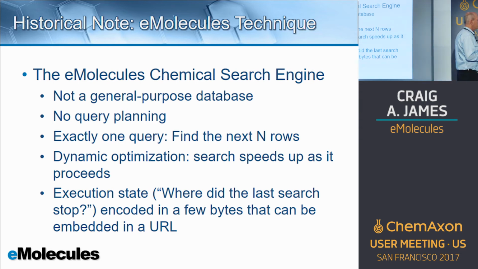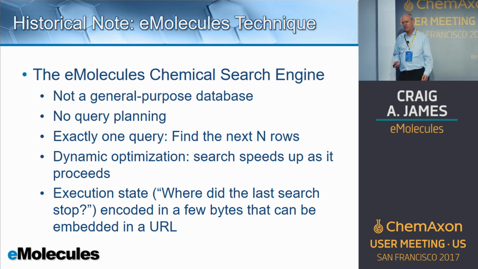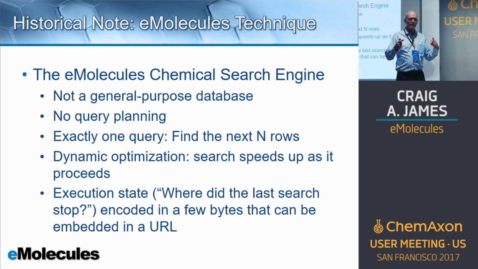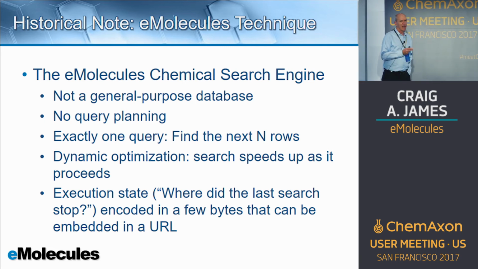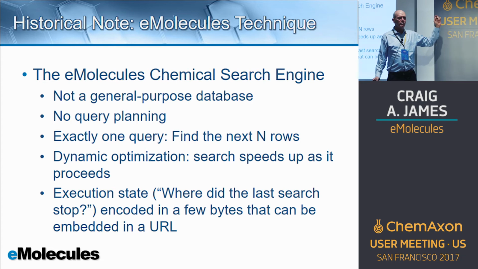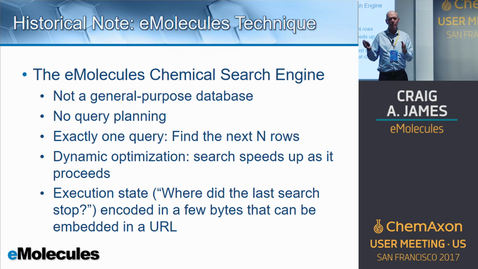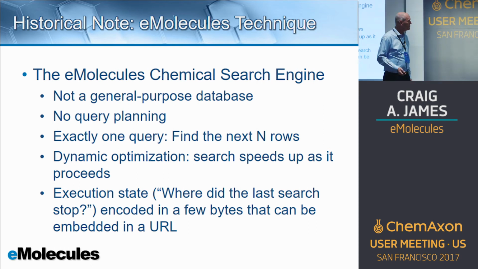There's a little detail here. One of the cool things we were able to do is dynamic optimization, which is as the query goes forward, it can actually look at how well it's doing and change the query plan dynamically. Relational databases can't do that. But the most important thing we did was this execution state. After you do the first row and you get to row 10, with just a few bytes of data, it could encode those few bytes and send them back to the user's browser. And then when the user said, I want page 2, it would send those bytes back and we could restore the search engine to exactly where it was when it left off, and then we could do page 2. That allows us to not have to reissue the query every time. So it was extremely efficient.